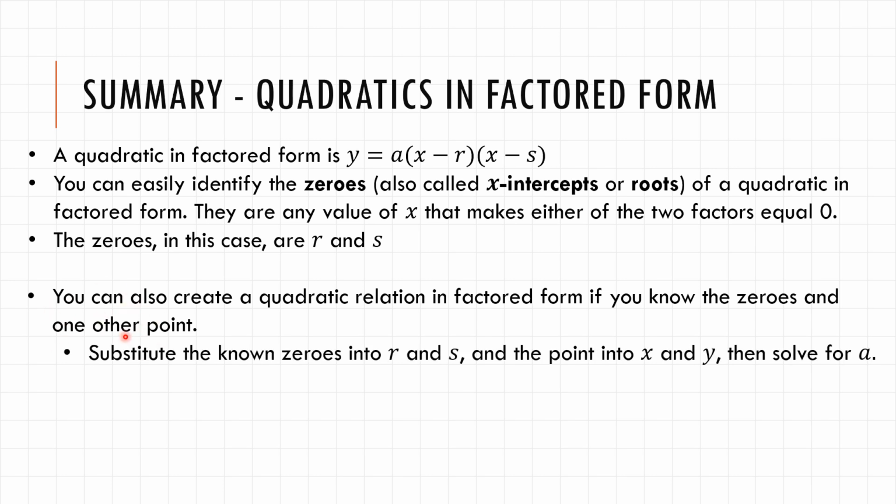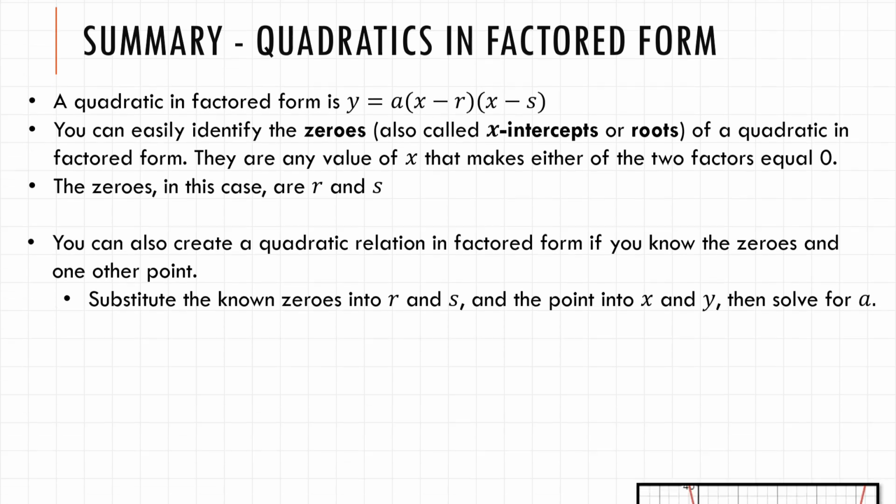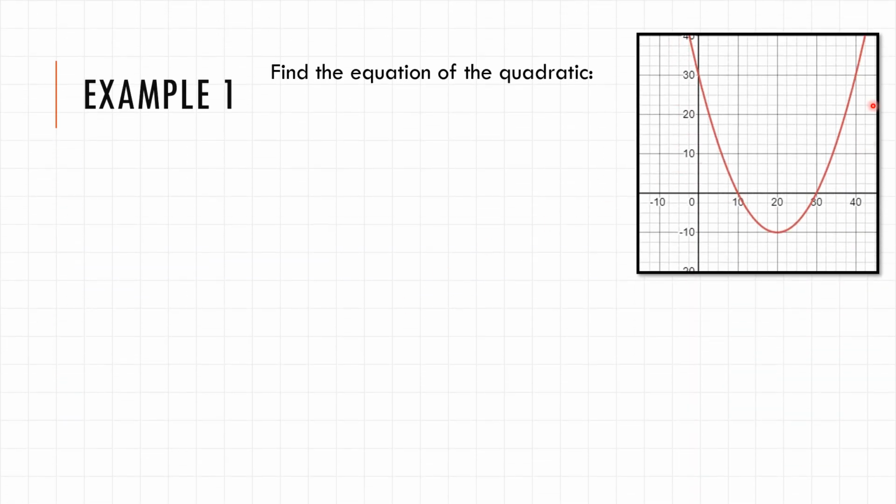Okay. All you have to do is substitute the zeros that you know into r and s, the point into x and y, and then you just solve for the only one that you don't know, right? a. And that will give you the full quadratic relation. So here's a good example of that. Find the equation of this parabola.